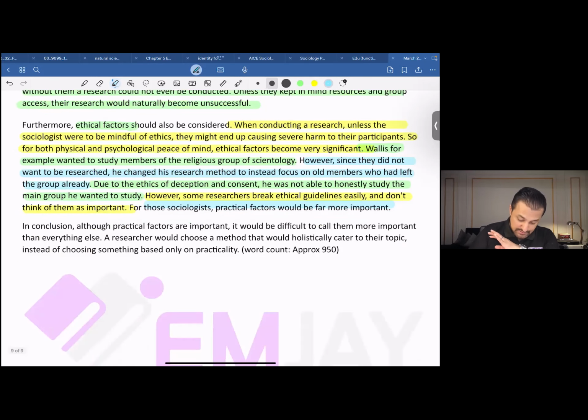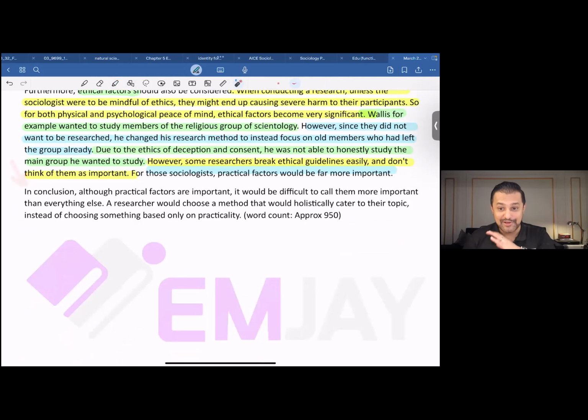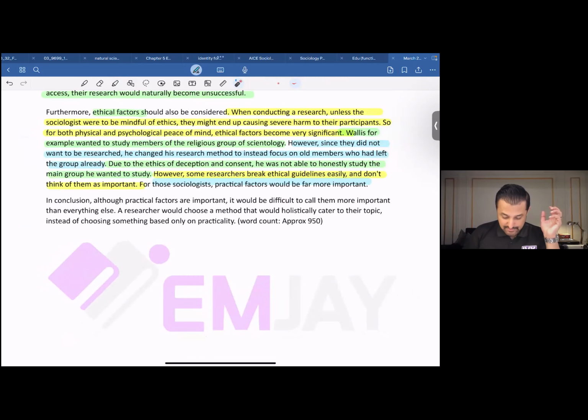The conclusion, we're finally bringing it to an end. In conclusion, although practical factors are important, it would be difficult to call them more important than everything else. A researcher would choose a method in a holistic manner, in a wholesome manner. A researcher would choose a method that would holistically cater to their topic instead of choosing something based only on practicality. So you see how this is around 950 words.